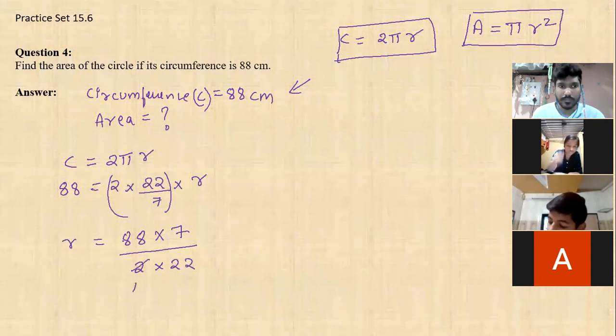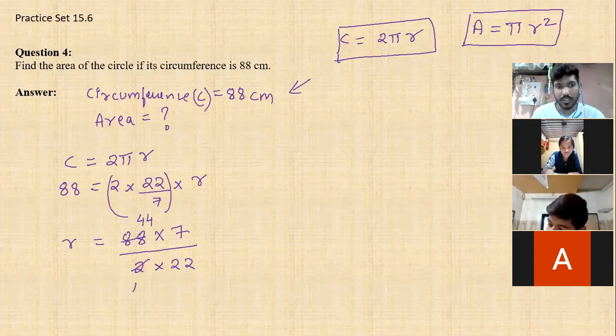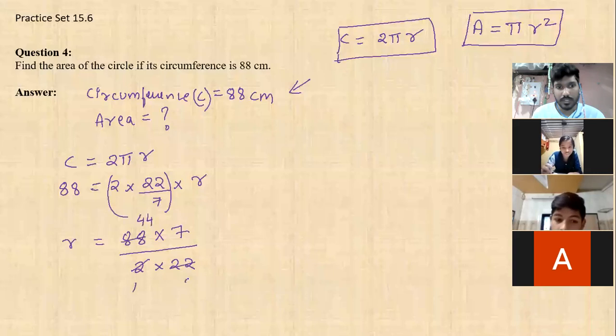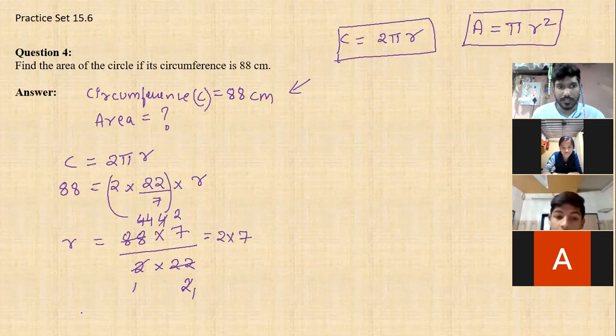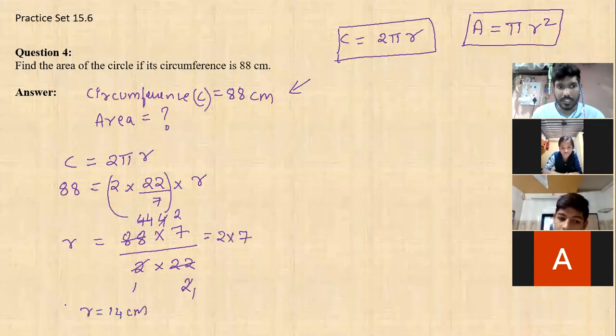2 ones are 2, 2 fours are 8. Again we can do the cancellation. 11 2s are 22, 11 4s are 44. So you have 2 into 7 here. So that is 14 centimeters. That means the radius of the circle is 14.